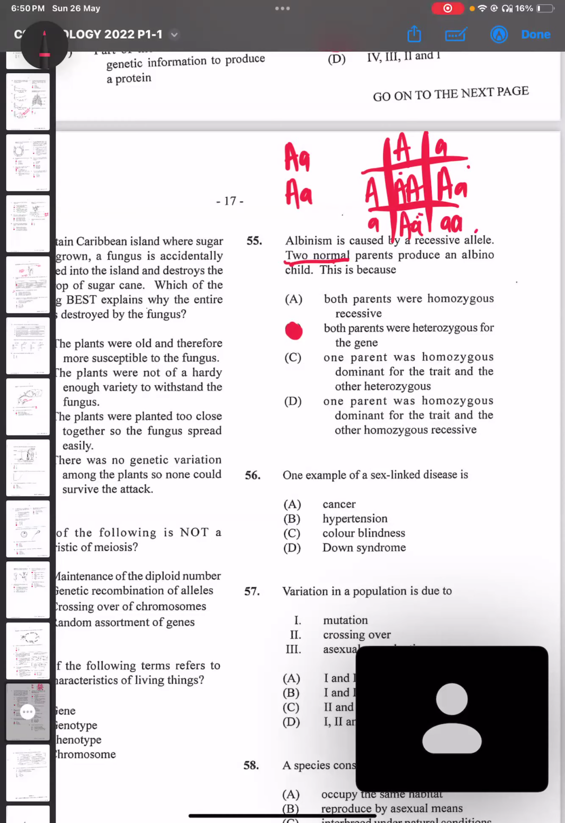So it's only when both parents are heterozygous and they themselves do not show the recessive trait that they can have a child having the recessive condition, because both of them carry the recessive trait, but they do not express it. So they're both carriers for it.